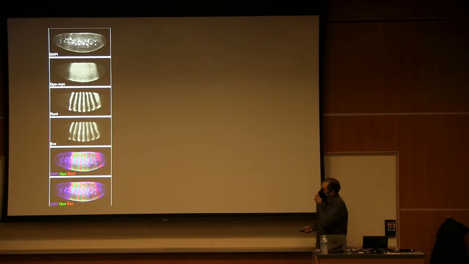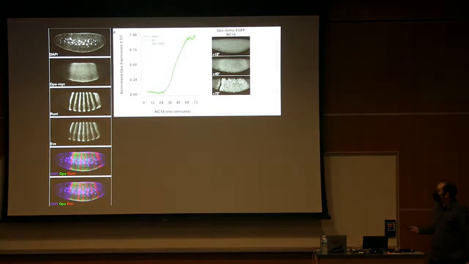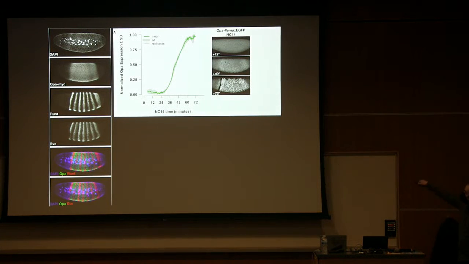Another reason that distinguishes odd-paired from the rest of the members of its network is that it is expressed late. So for instance, this is a timeline of nuclear cycle 14, where ZGA is occurring off the scale over here. Whereas runt and eve are expressed nicely during this early period and throughout this period here, odd-paired shows a distinct delay in its activation of about 30 minutes before we can detect both protein as well as transcripts. And so it comes on late, it's harder to study.